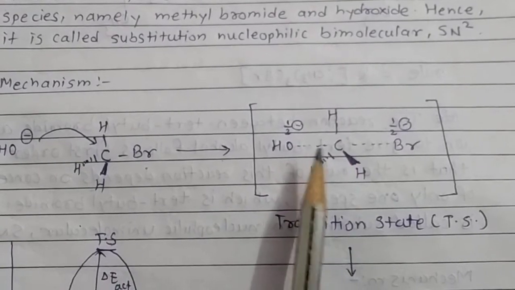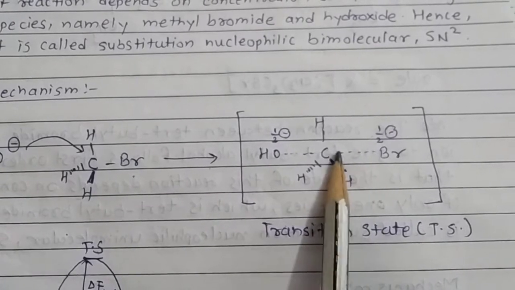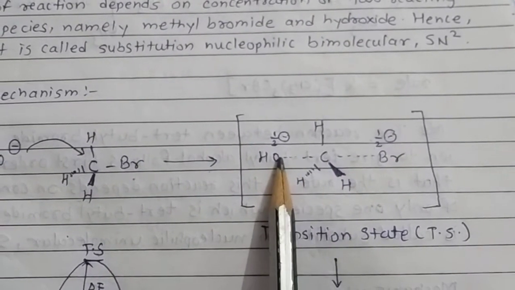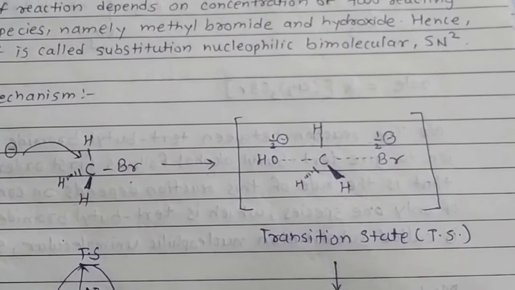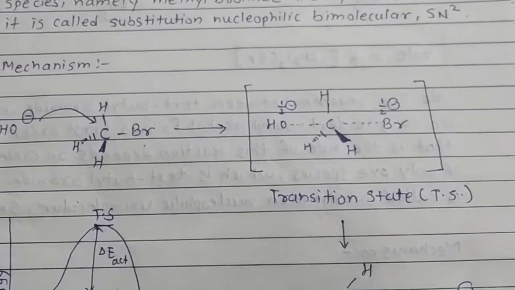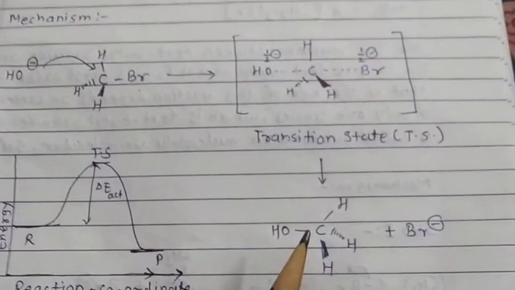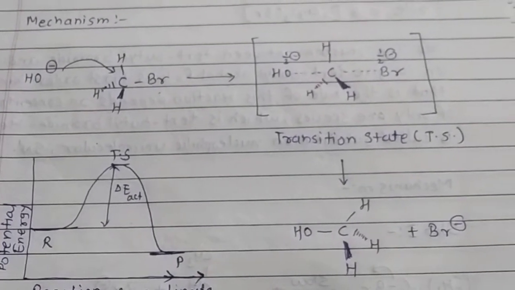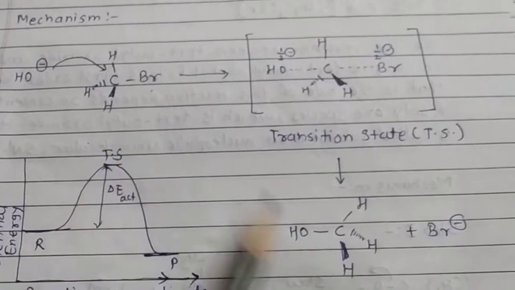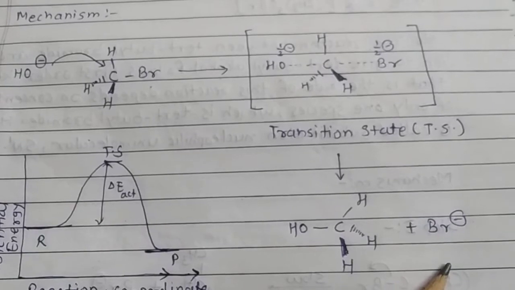So what happens in this step? Simultaneous breaking and forming of bonds takes place. See, this bond breaks, so dotted lines are given, and here this bond forms, and both Br as well as OH carry partial negative charges. So only one transition state is there in the SN2 mechanism, and after that the product is formed, and it is 100% inversion of configuration. Only backside attack happens in the SN2 mechanism, so that's why we have written OH here, backside attack, okay, and Br goes out.